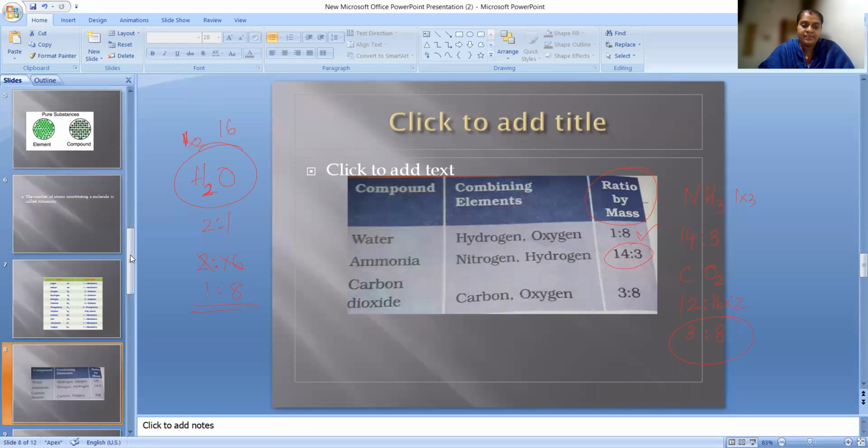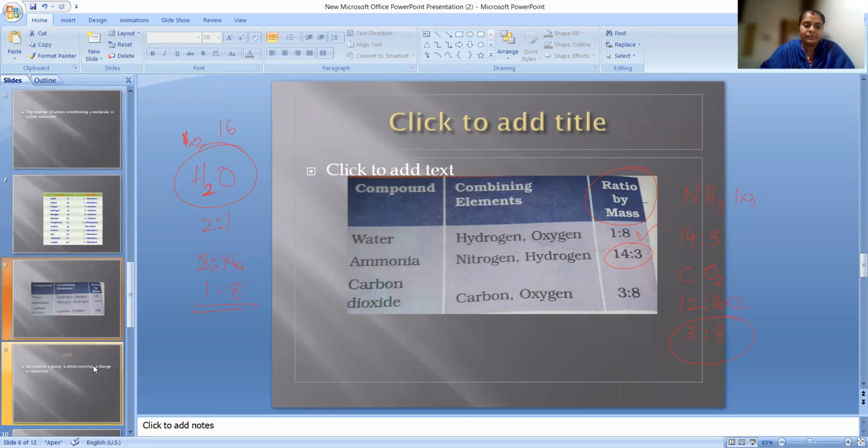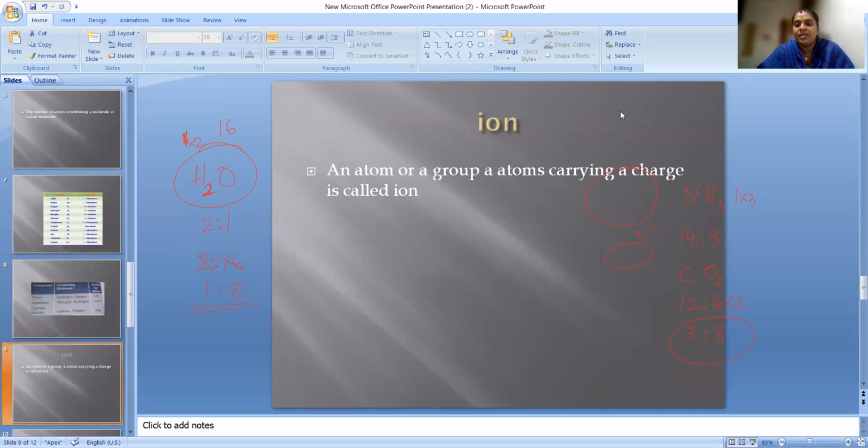Now let us see about ions. What do you mean by ion? Ion means it's an atom or a group of atoms carrying a charge. Where an atom is having a charge, then it is called an ion. For example, oxygen has a 2 minus charge, so it is an ion because it is having a charge.